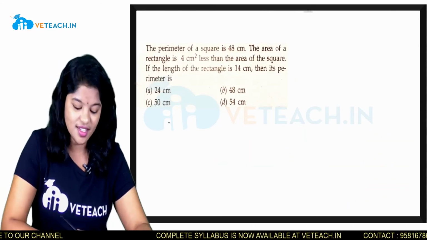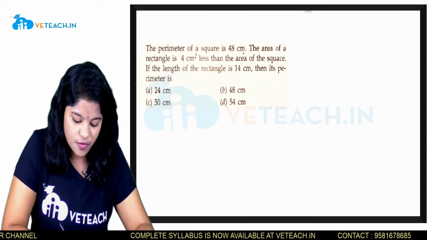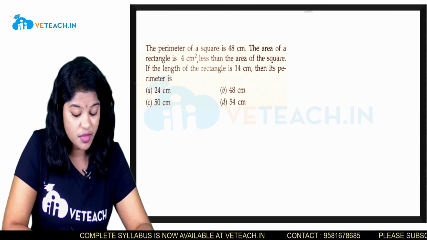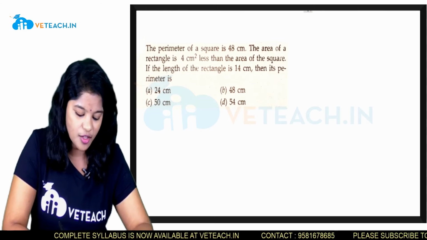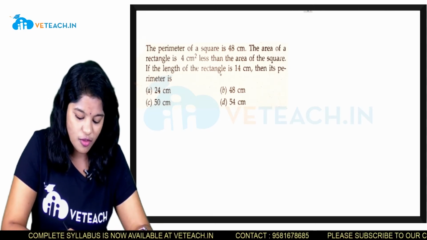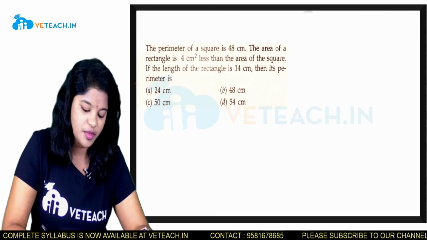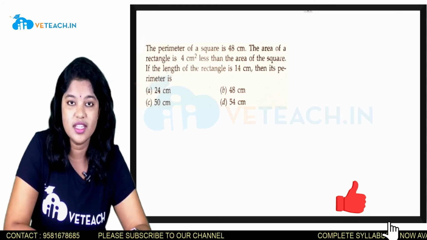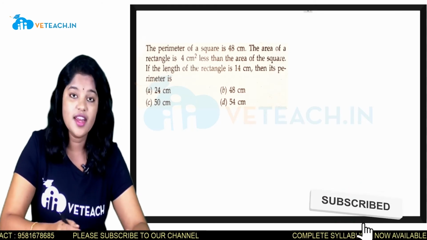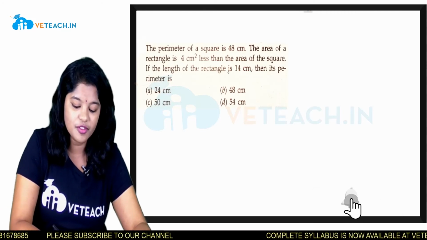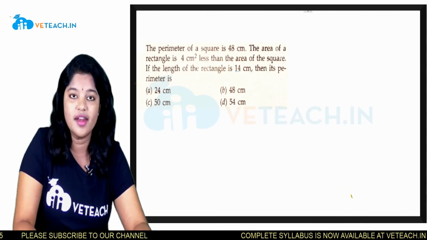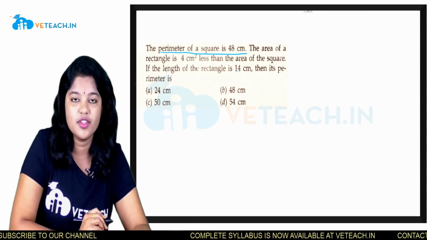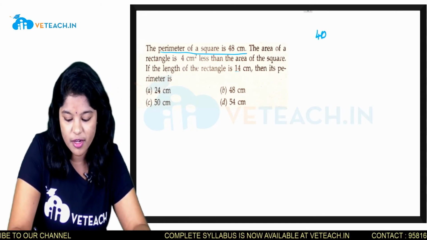See the next question. The perimeter of a square is 48 centimeters. The area of the rectangle is 4 centimeters square less than the area of the square. If the length of the rectangle is 14 centimeters, then its perimeter is. This particular question is very easy, but we will find it difficult because of a number of dependencies of one equation on another. First, what they have given? They have given the perimeter of the square. Perimeter of the square is nothing but 4a.